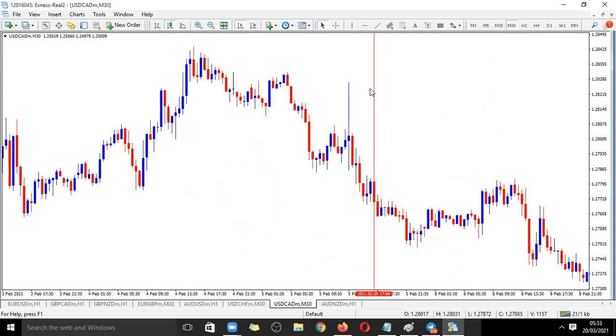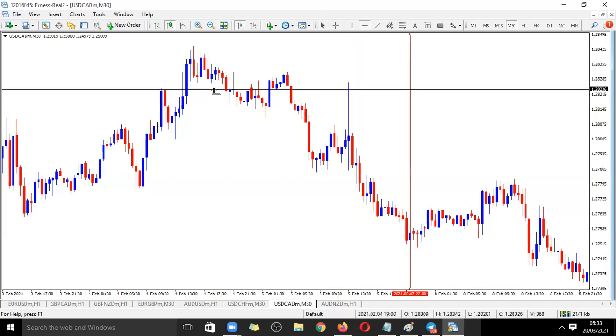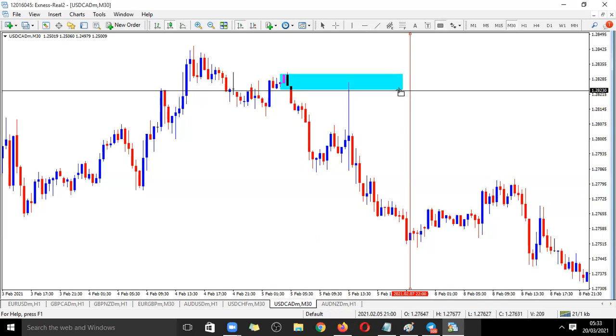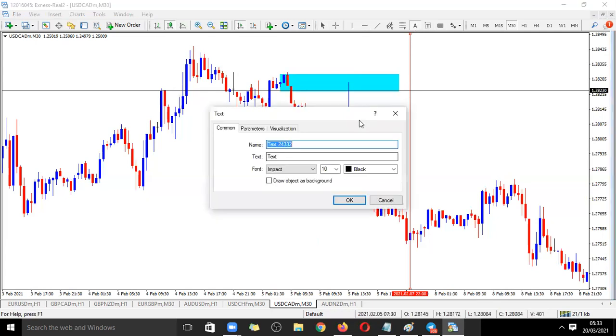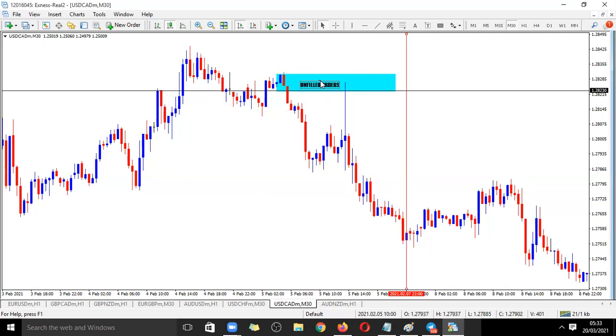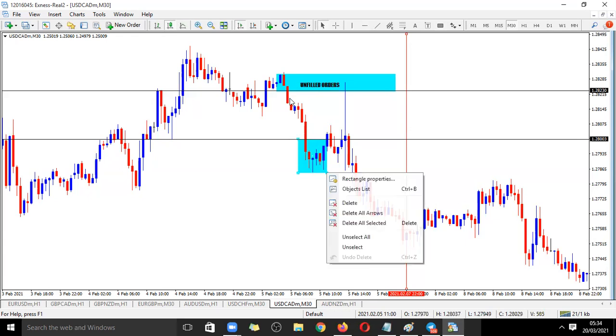Okay, so now look at this. Here we had a perfect setup. Now here we had our decision point, right? So now at that decision point there we had unfilled orders. So now before NFP got released, we didn't have any clear compression. So as soon as, let me just mark that. We had a structure breaker there.